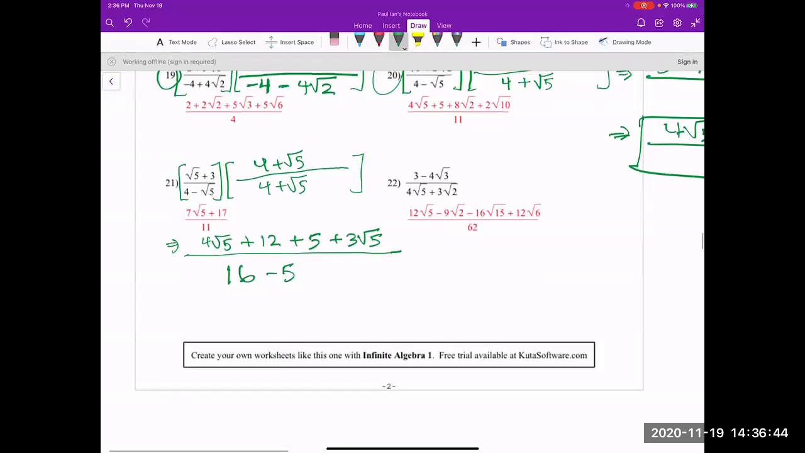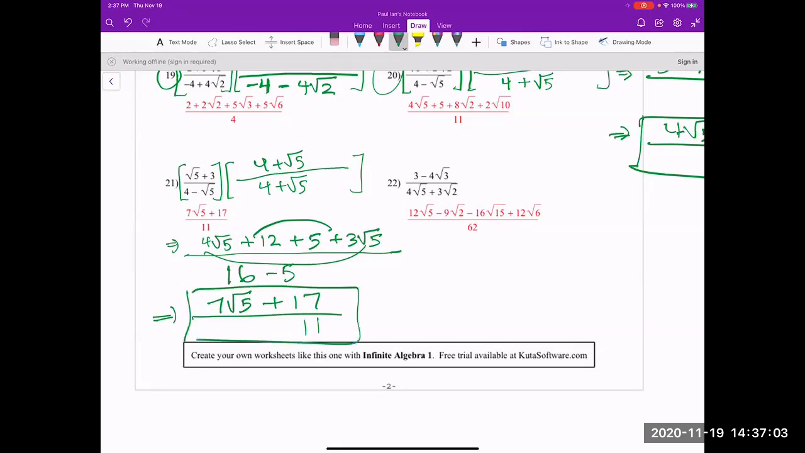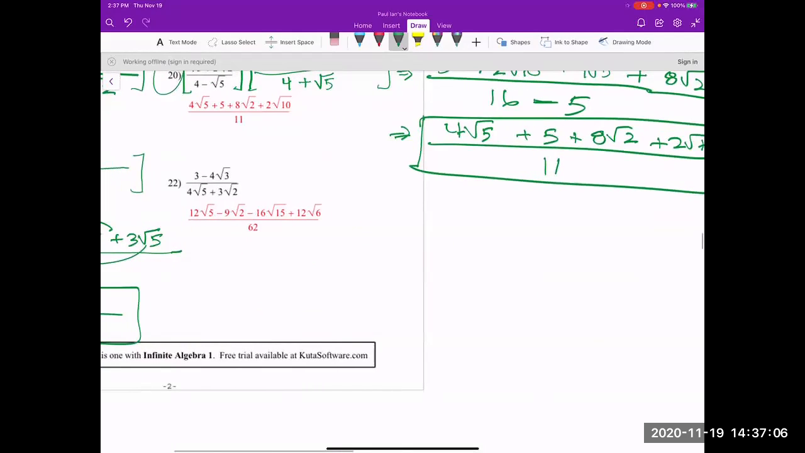And then what do you do now? It's pretty much similar to the other one, right? And then you just simplify these, right? And these guys. So 7 root 5, there you want it to make it look like what they did. And that's it. That's good. All right. 22. All right. What do you multiply top and bottom?